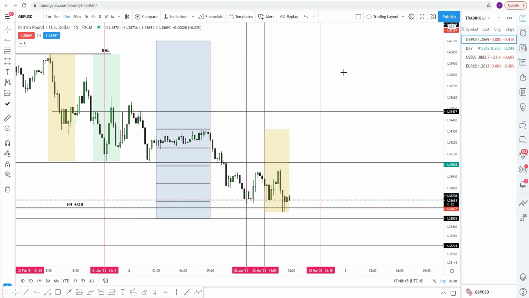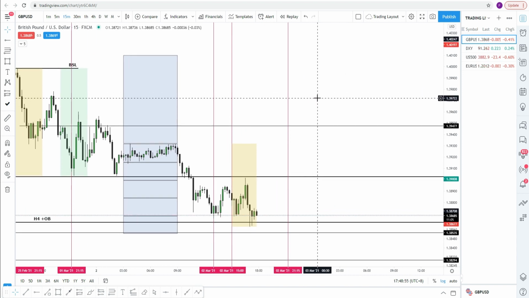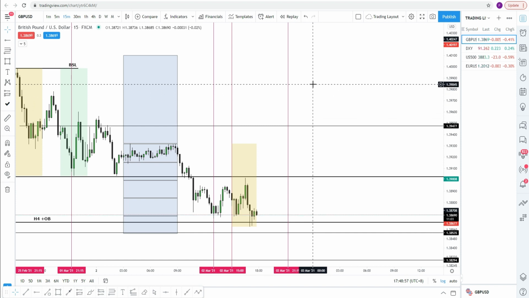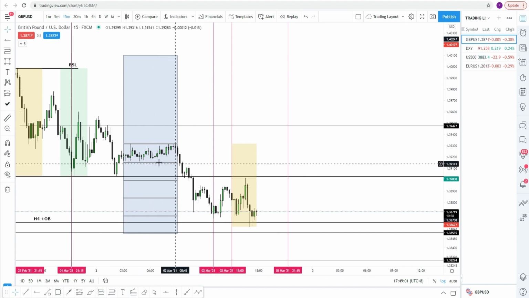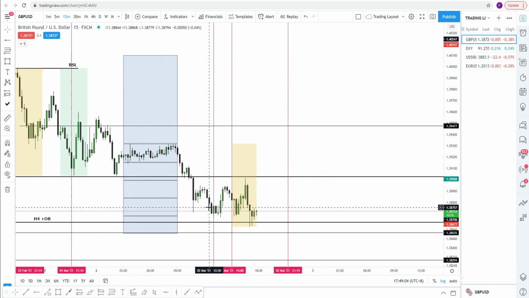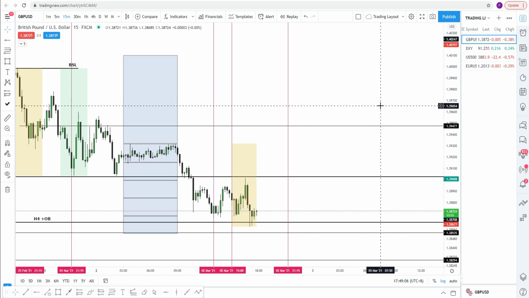So it comes to basically two things. Number one, your higher time frame discount and premium array, and number two, your central bank dealing range on the lower time frames.